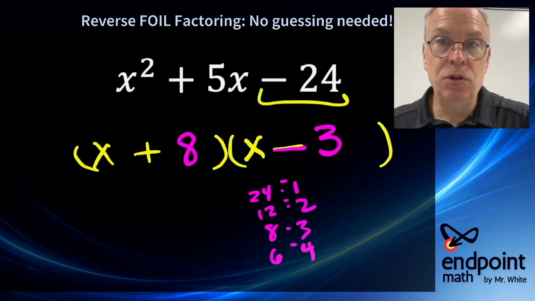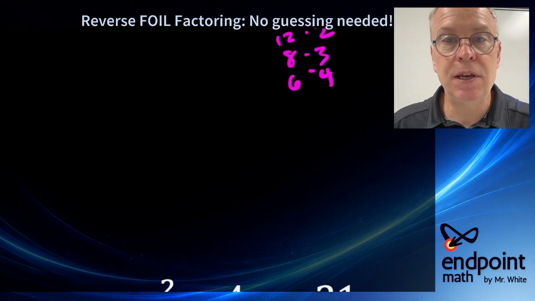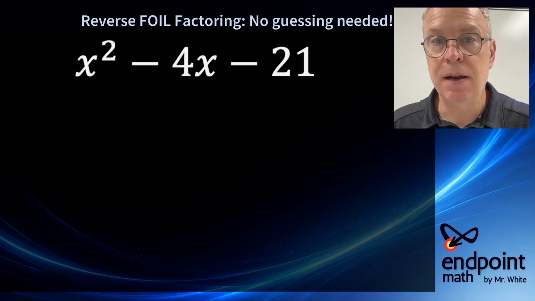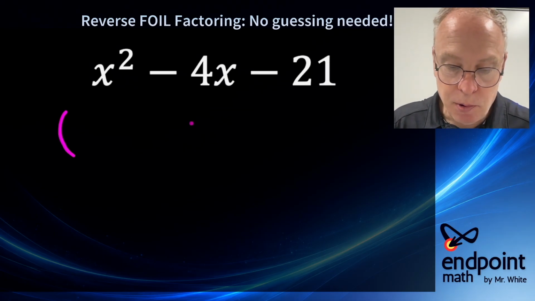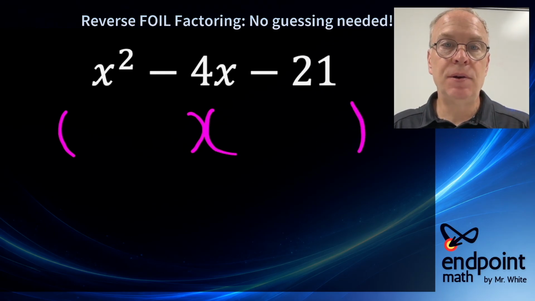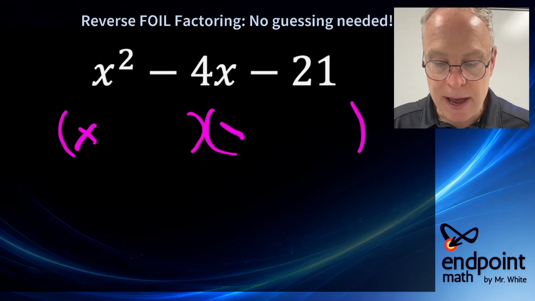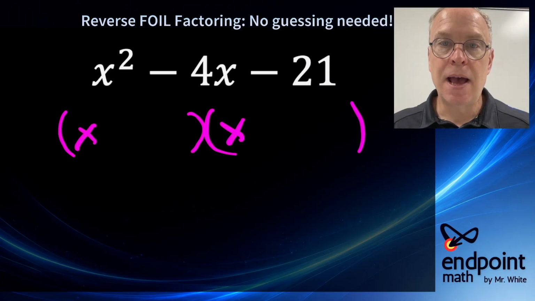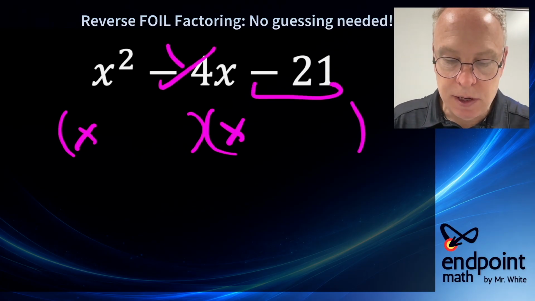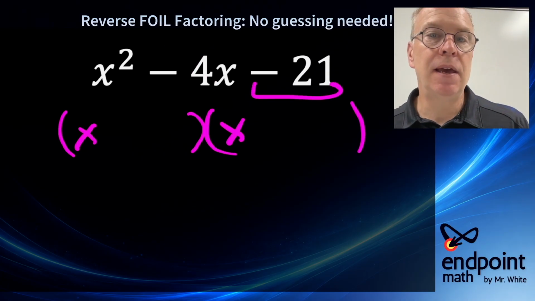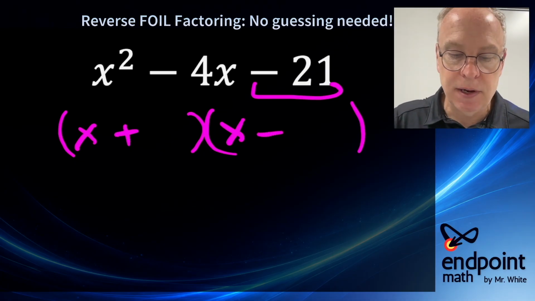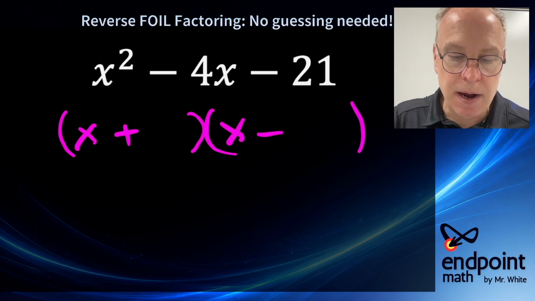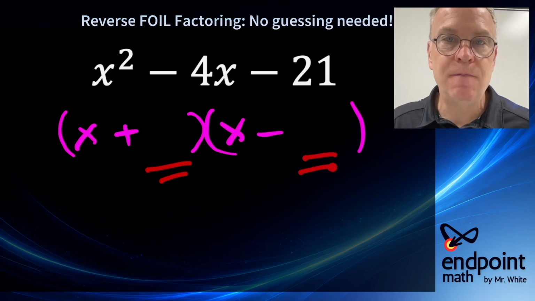Now, let's do one more example where everything's minus in the problem, because again, this is just a little bit different each time. So let's write our parentheses out here and see what we can do. We've got x, and how are we going to make a negative? Don't even look at this yet. How are we going to make the negative 21? It's got to be a plus and a minus for the same reason that it was for the last problem. Now let's see what we can figure out in here.